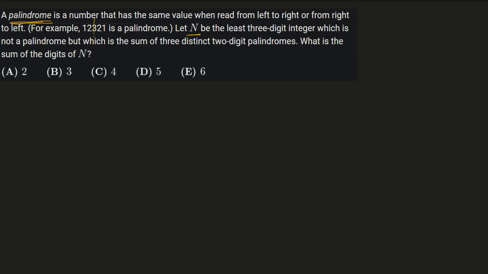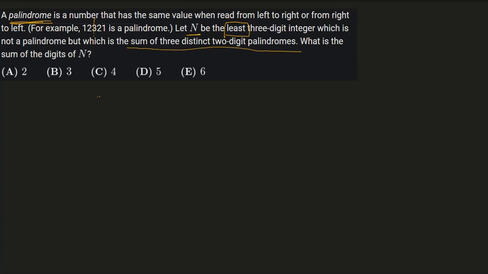So now we need to find a 3-digit number which is not a palindrome, and we want it to be as small as possible, the least possible such number. And how is it constructed? It is the sum of 3 distinct 2-digit palindromes. Then what does a 2-digit palindrome look like?